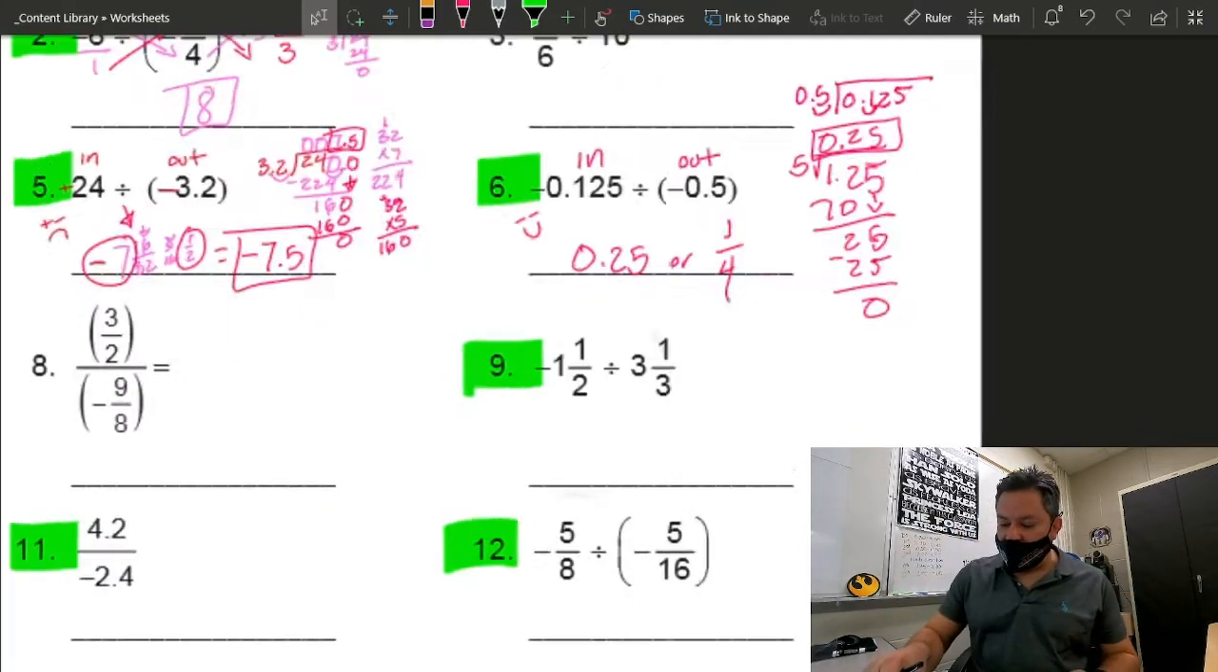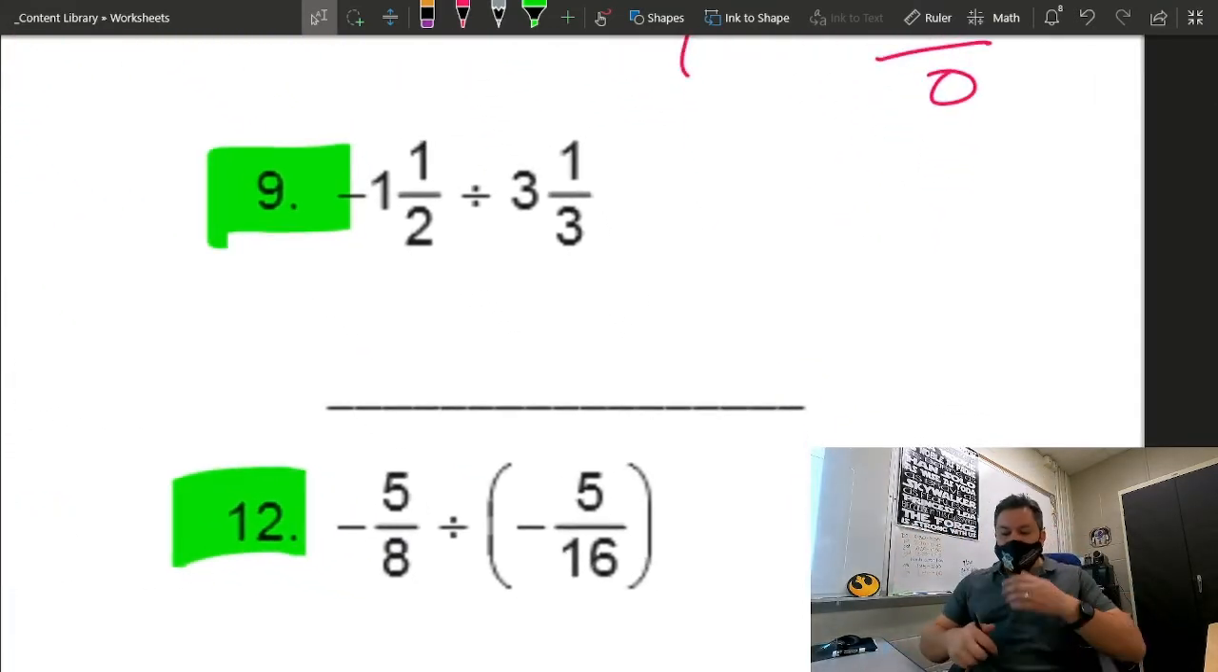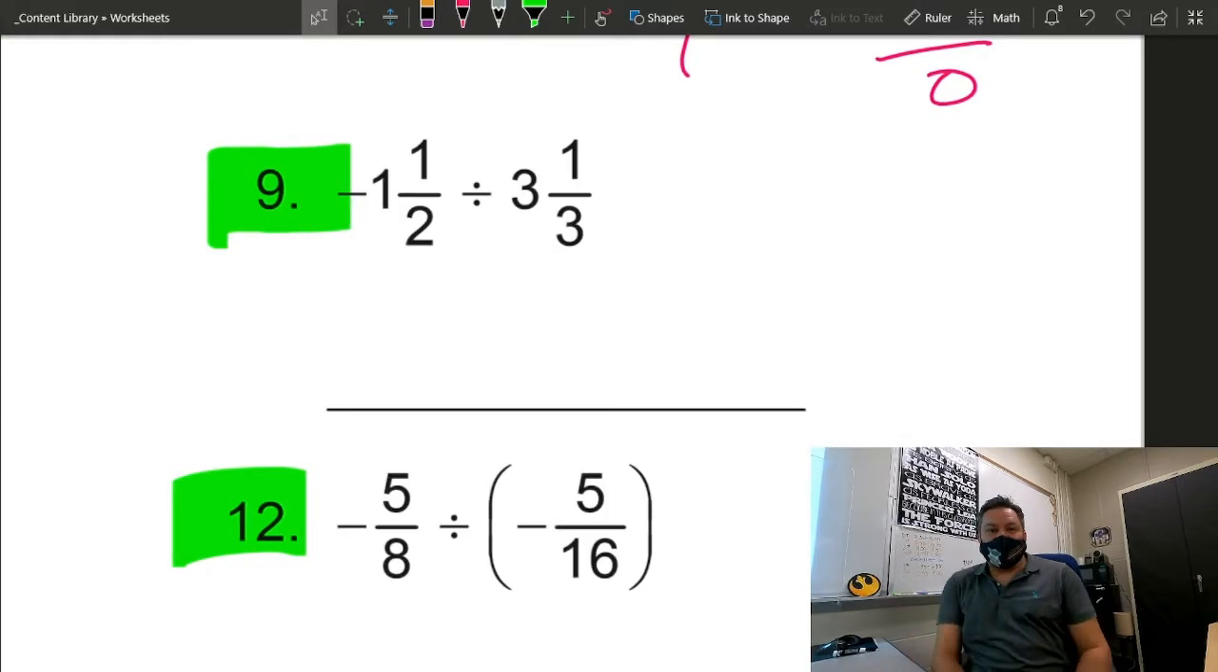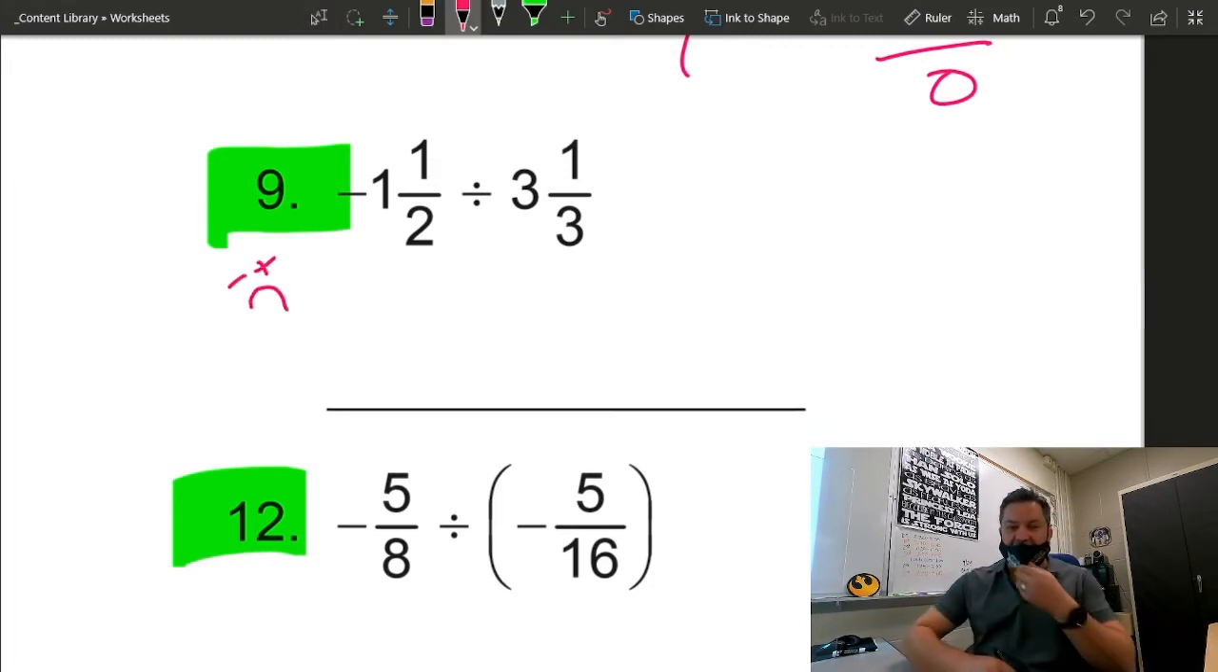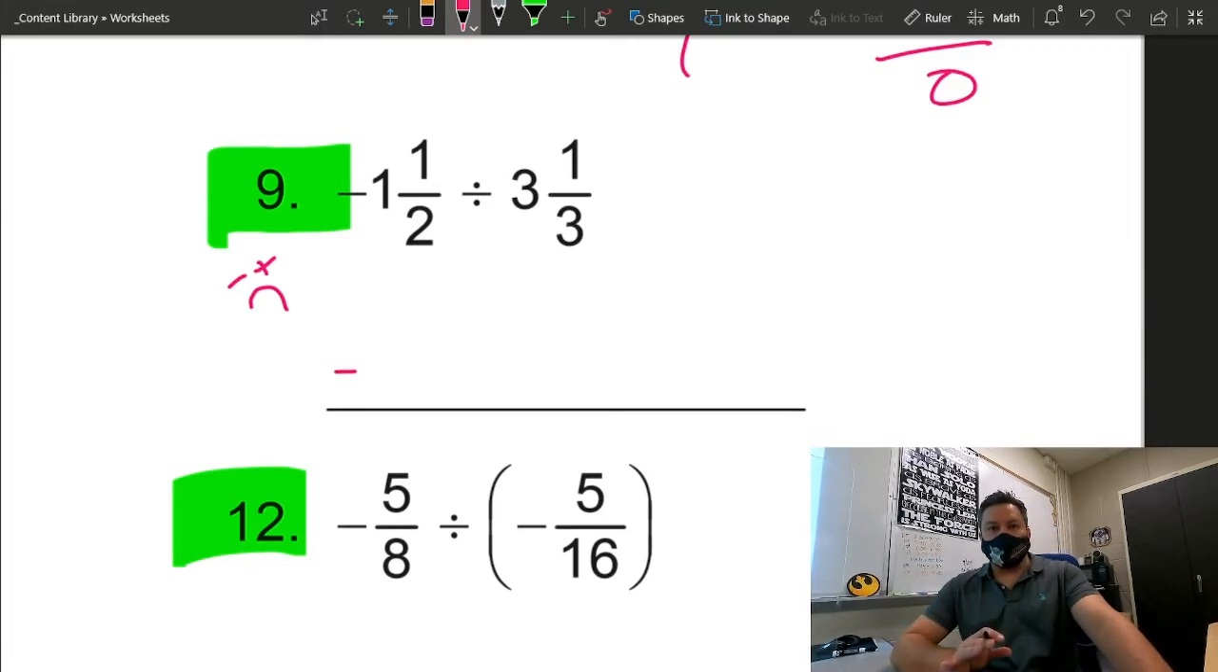Let's move to number 9. Let's look at my answer sign. Is it going to be positive or negative? Negative, because I have a negative and a positive, so it's going to be sad. The answer is going to be negative. So if you have answer choices at this time, eliminate anything that can be positive.